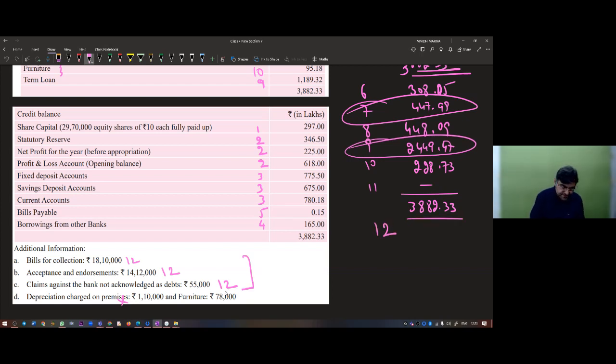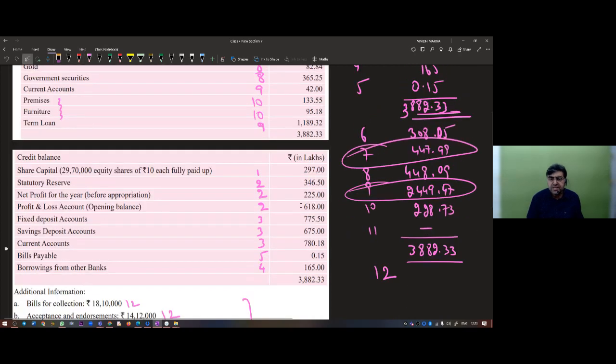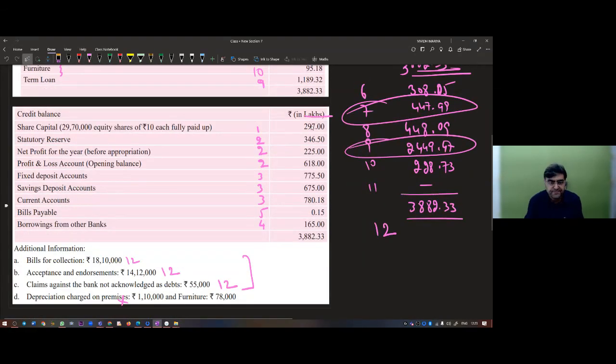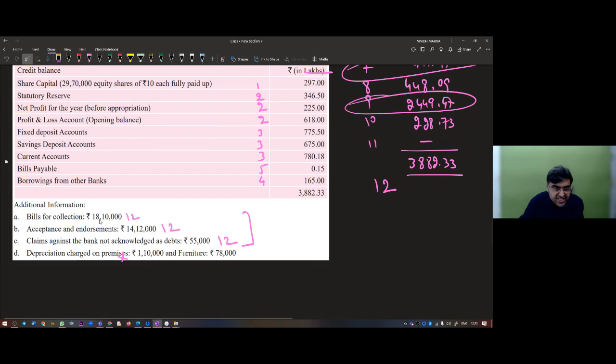12 is, this answer is in lakhs. In lakhs. 18.1, 14.12, 0.55. In lakhs, it is 32.77.